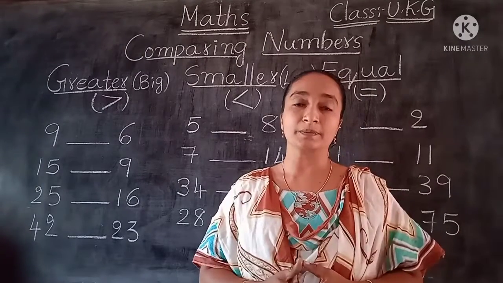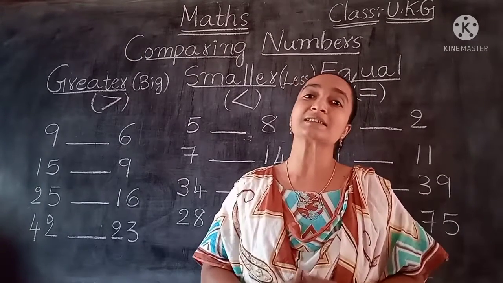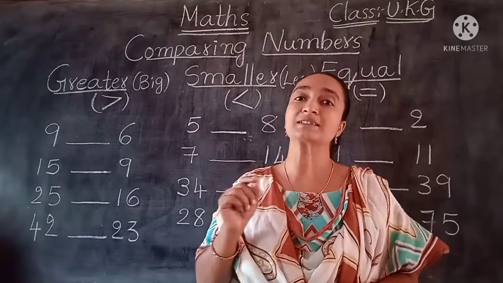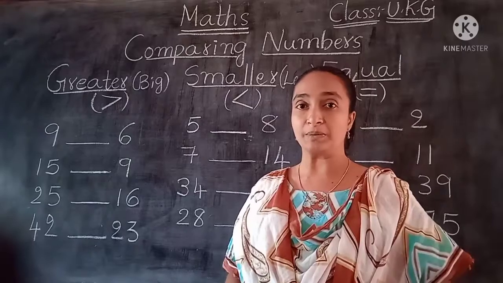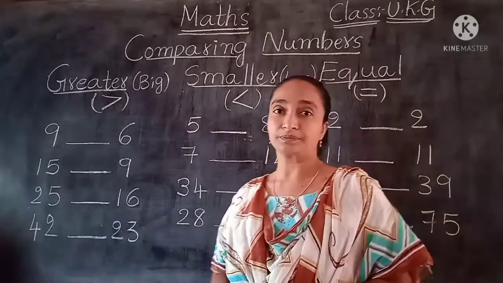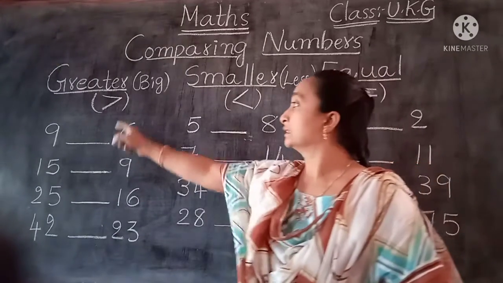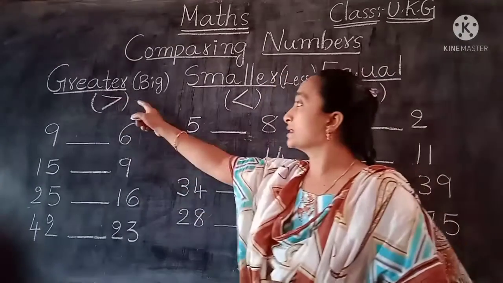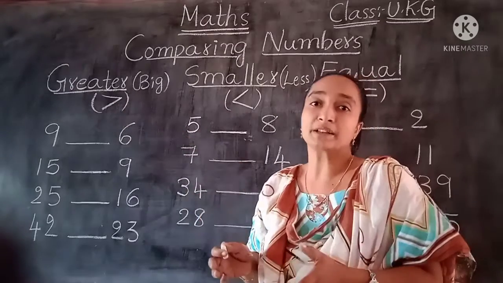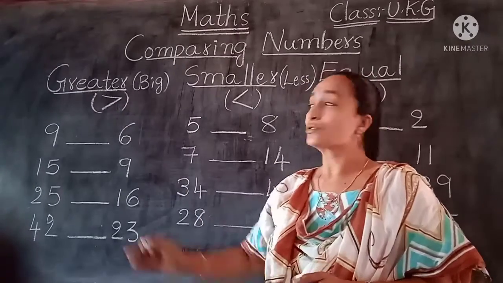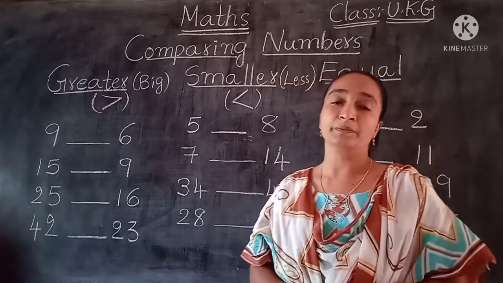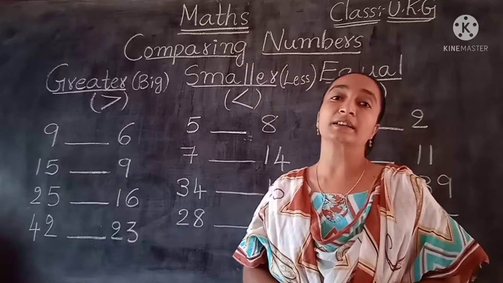This comparison, children, we have to denote with the help of symbols. So here the symbols are the greater than symbol and the less than symbol. Here we can see, children, the greater than symbol. This is greater than, big. The symbol shows the big number and which side it is on. In this way we can write the symbol. This symbol is called greater than.